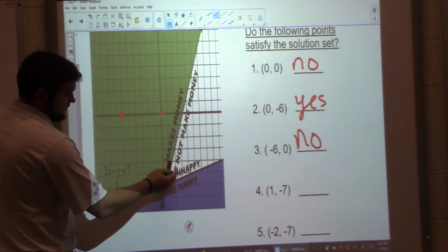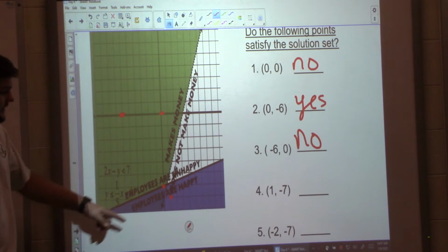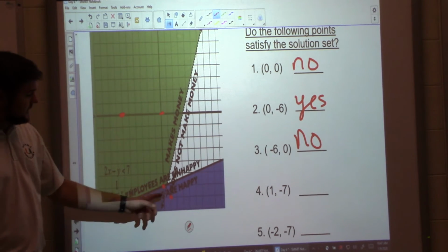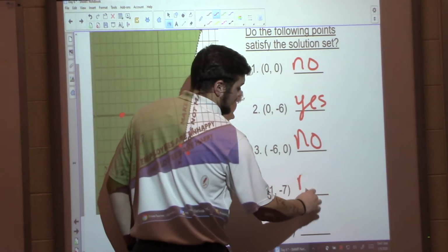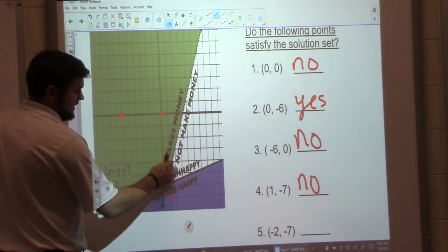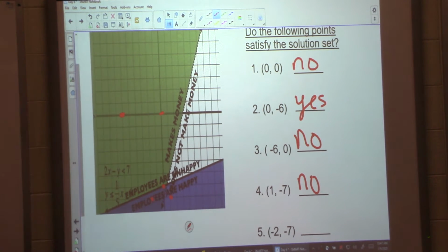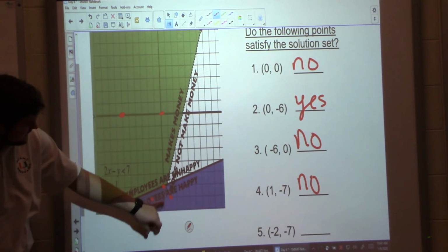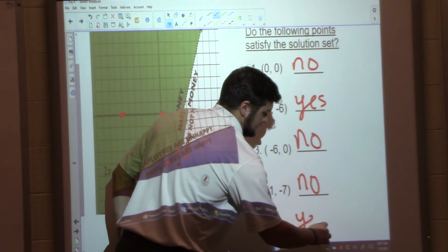1, 2, 3, 4, 5, 6. 1, negative 7, down here. No. It is only in the blue, it's not in the green. No. Lastly, negative 2, negative 7. No. Yes, this one is, because you can see the green lines right here. Oh, yeah. So over here, yes, it's in the double shaded region.